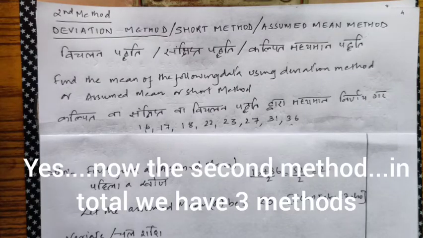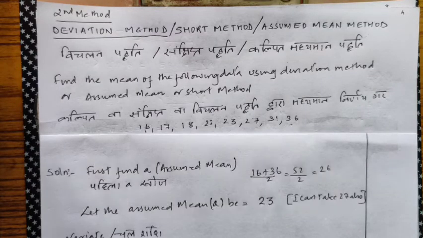Okay people, now we go to the second method, which is our deviation method, or short method, or assumed mean method. Okay, the raw data is given to us. We need to find the mean. Can you see? Find the mean of the following data using deviation or assumed mean or short method. The raw data is 16, 17, 18, 22, 23, 27, 31, 36.